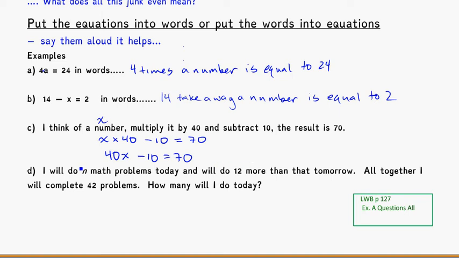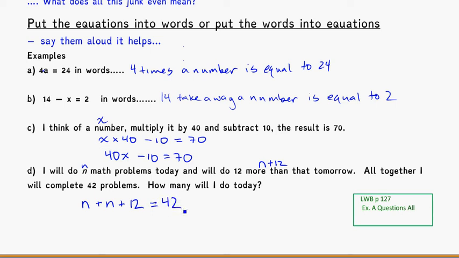Well, if I did n the first day, and I do 12 more than that the next day, that means I'm going to do n and another 12 of them. So tomorrow I'm going to do n plus 12 of them. And altogether, we'll complete 42 problems. So altogether, today and tomorrow, I'm going to do 42 total problems. So let's figure out what that is. Today I'm going to do n. Tomorrow, I'm going to do another n plus 12, so I'm going to add today's plus tomorrow's, and altogether it will be 42.